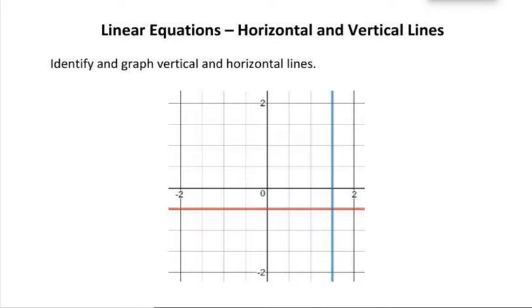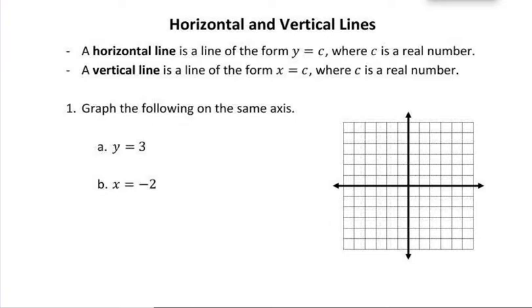In this video, we're going to take a look further at linear equations, but more specifically, identifying and graphing horizontal and vertical lines. A horizontal line like this red one, a vertical line like this blue one. A horizontal line is a line of the form y equals c, where c is a real number, and a vertical line is x equals c.